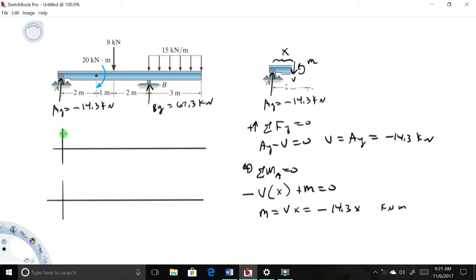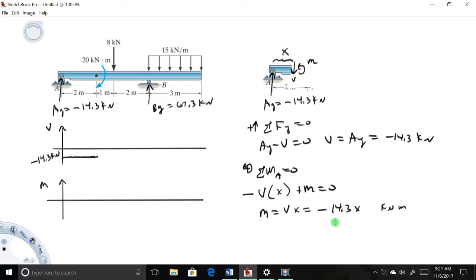Okay, so we're going to put my shear function here and my moment function here. Our shear function is constant at minus 14.3, so that might look something like this. This is going to be good to this point right here, where x is equal to 2 meters. And again, that's minus 14.3 kilonewtons.